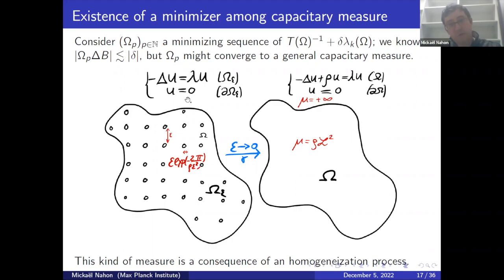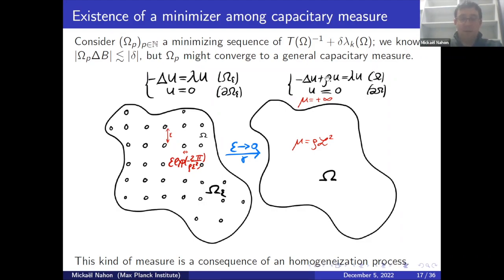So basically, if you have a sequence of sets like this, omega epsilon, with a lot of very small holes, spaced by epsilon on each side, and the size of the hole is also given by some function like this, where rho is a smooth positive function in omega, then this sequence of domains will not actually approach the eigenvalue problem on omega, but it will approach a modified eigenvalue problem. Where you have the eigenvalue equation, but with an additional rho u here.